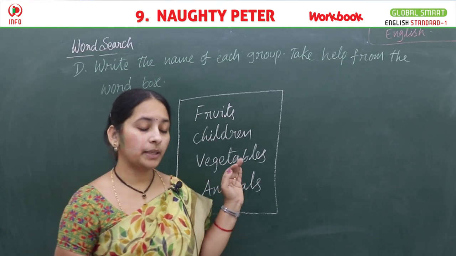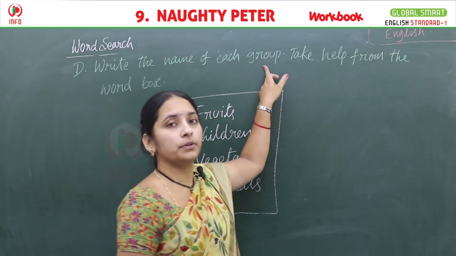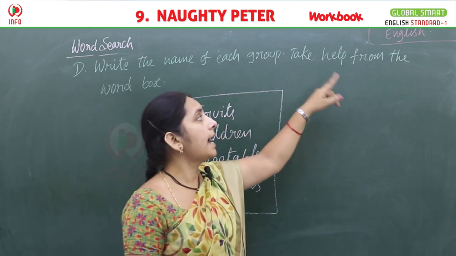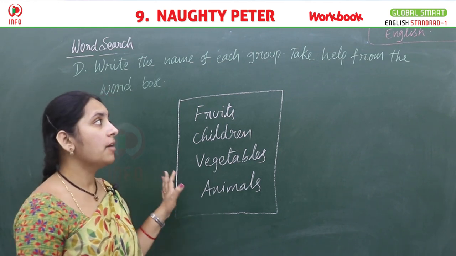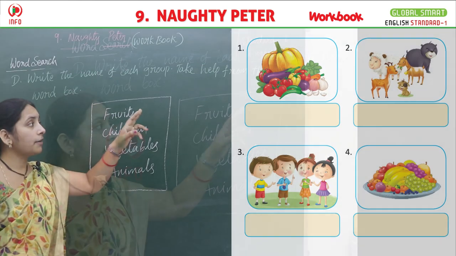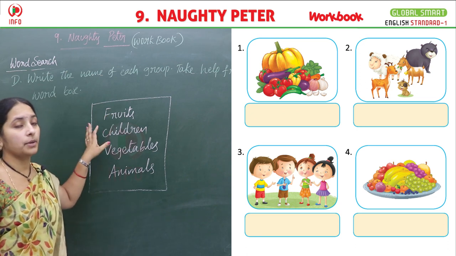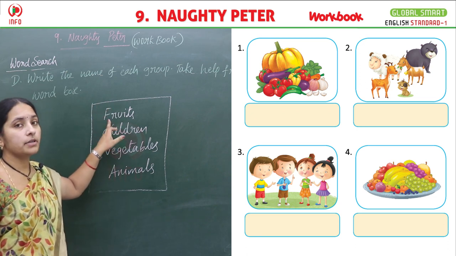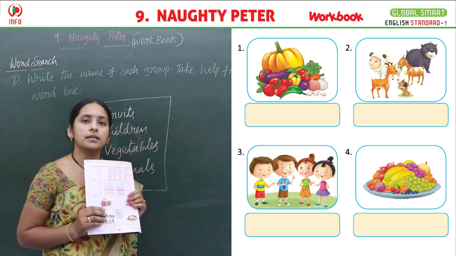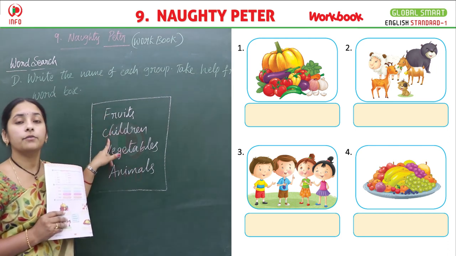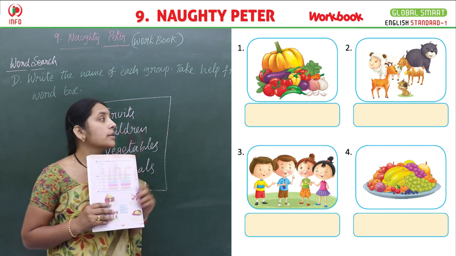See children, the next part, D part. Write the name of each group. Take help from the word box. So total four groups they have given, and for them we should give a name. What is this word box? Fruits, children, vegetables, animals. See the four pictures and name which picture is fruits, which one is children, which one is vegetables and which one is animals.